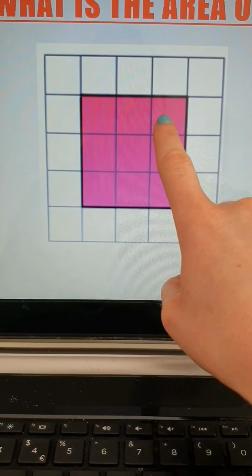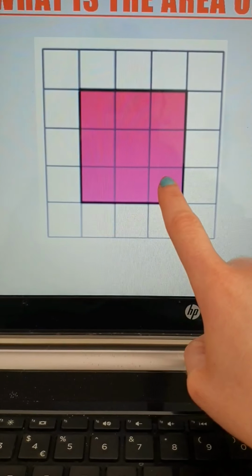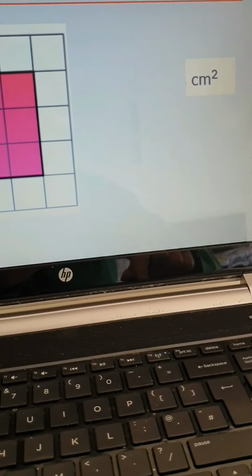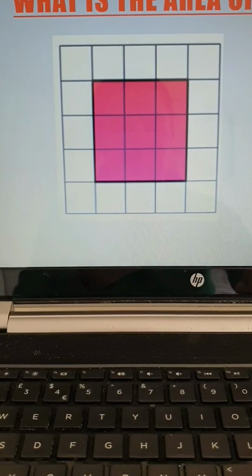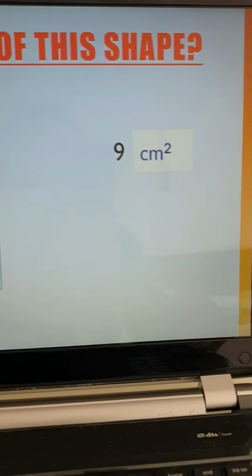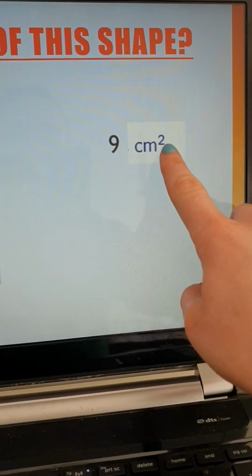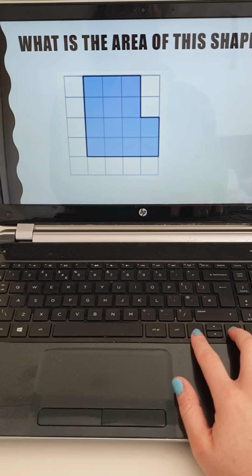1, 2, 3, 4, 5, 6, 7, 8, 9. Let's see, are we correct? 9 centimeters squared. Yes, it is, okay? So the area of this square is 9 centimeter squared, okay? Okay, so let's try another shape, okay?